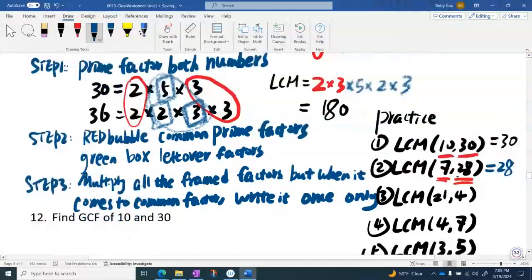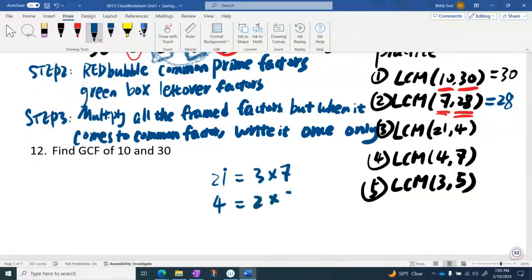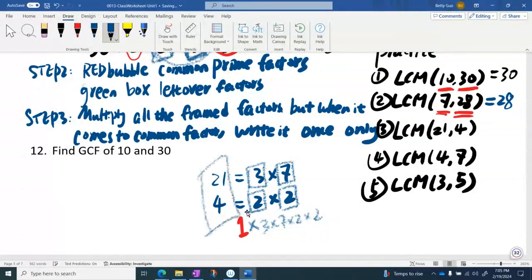And what about 21 and 4? As we factored earlier, 21 is 3 times 7, 4 is 2 times 2. Remember, the GCF is 1. On top of the GCF, we multiply the leftover factors. All of them are leftover factors because they have no common prime factors. So we multiply them all together, which is equivalent to multiplying the two numbers together.